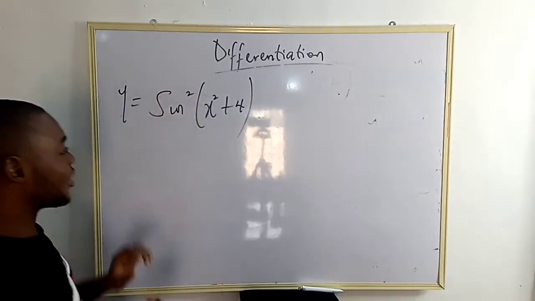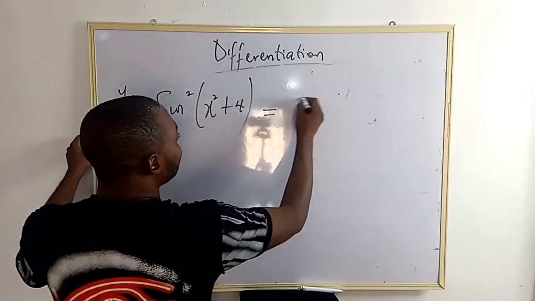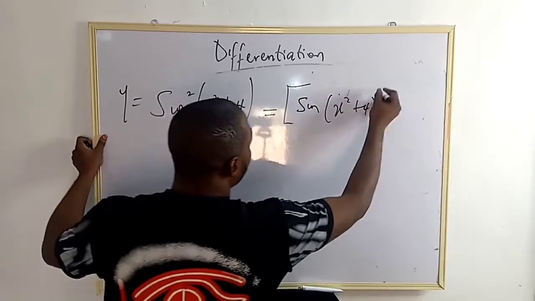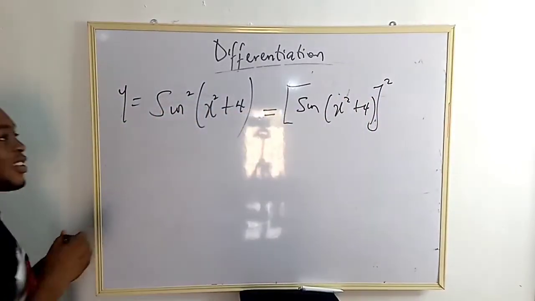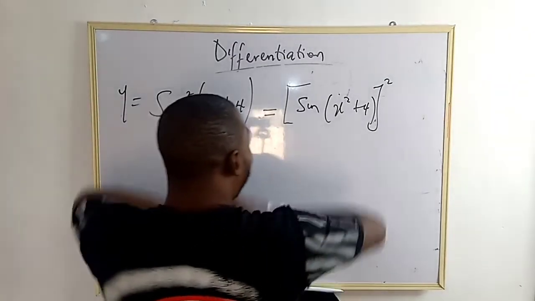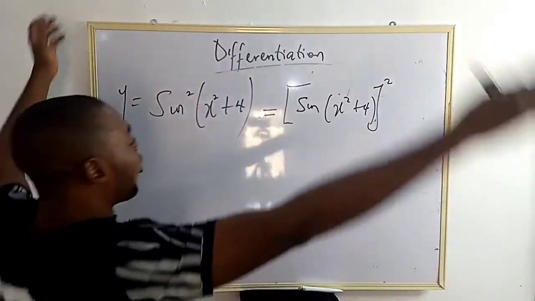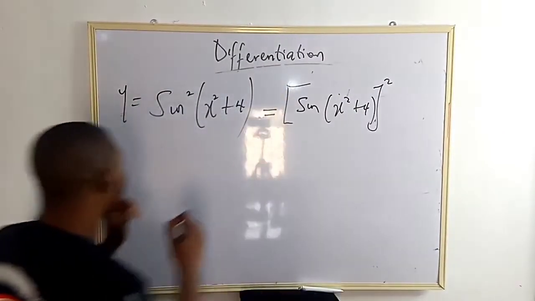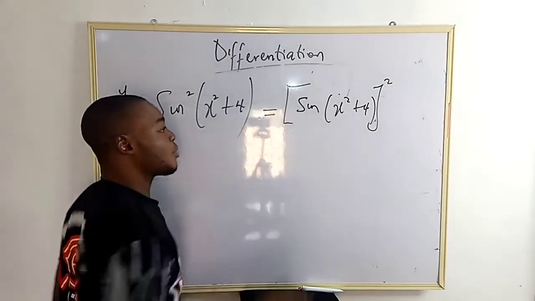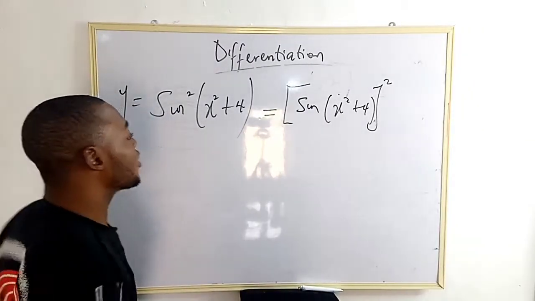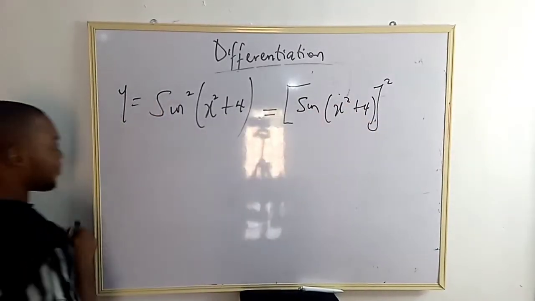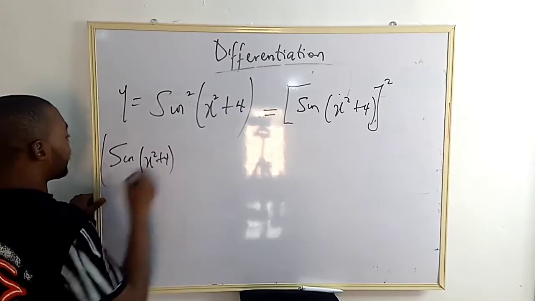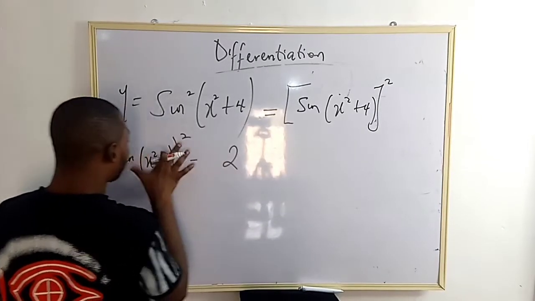I call this technique the layered approach. First, this is the same thing as sine of x squared plus 4, everything raised to power 2. To differentiate this, you start differentiating from the outer function, then you differentiate the layer below it, then the layer below that. Look at this: sine of x squared plus 4, everything raised to power 2, that is squared. So to differentiate that, first you differentiate this. The derivative of sine of x squared plus 4, everything squared, will be equal to 2. First you differentiate with respect to this.